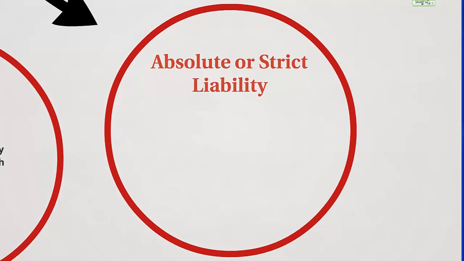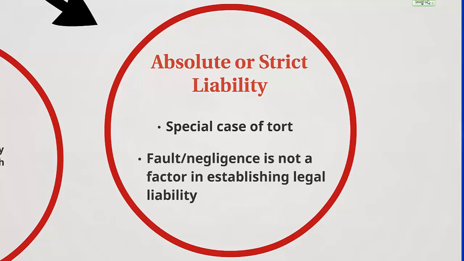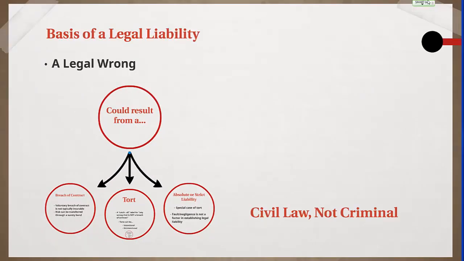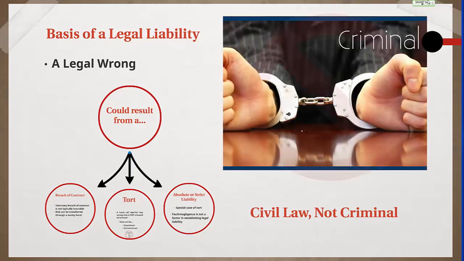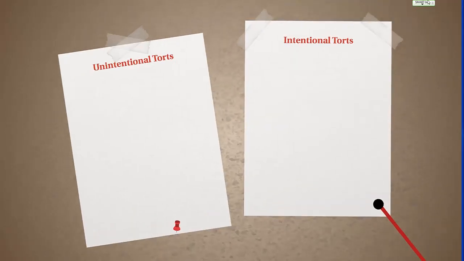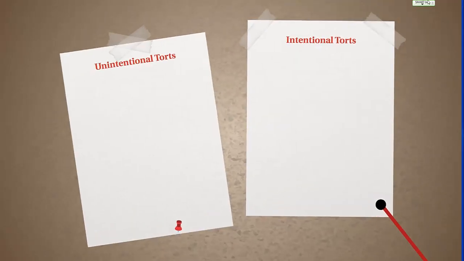Absolute or strict liability is another legal wrong. This is a special case of tort because fault or negligence is not a factor in establishing legal liability. We'll look at some examples of this later in this lecture. But note first that we are in the area of civil law, not criminal law, when establishing a legal liability. However, you'll see that some things can be both criminal and civil and therefore result in a legal liability and can even be insurable. Let's look at unintentional and intentional torts.